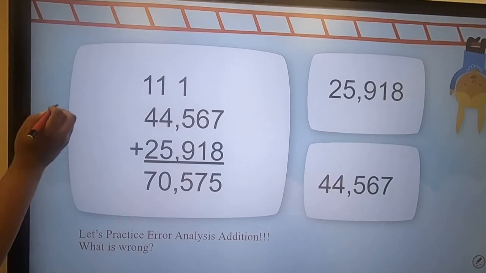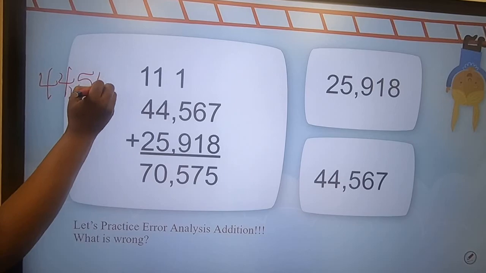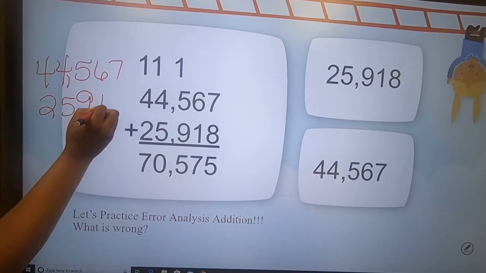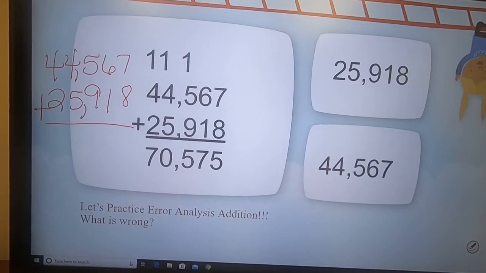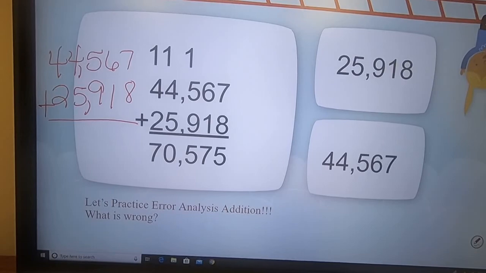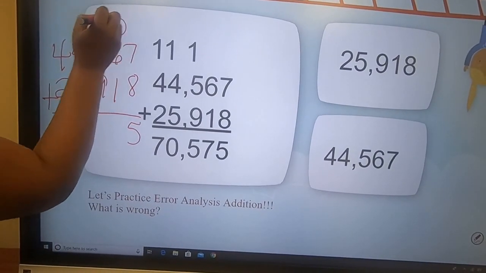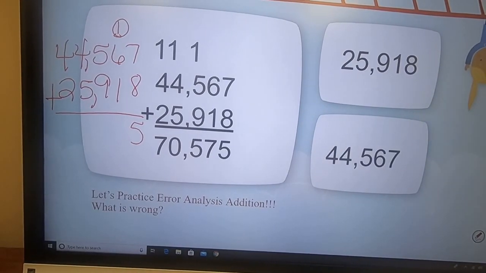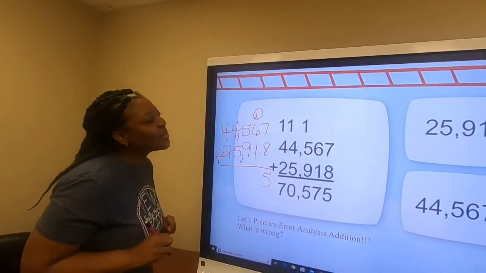Okay. I'm going to move over to the side a little bit, Miss Wilson. Okay. I'm going to rewrite this problem. So, 7 plus 8 is 15. Yes. I'm writing my 5. I carried my 1. Oh, wait. Oh, okay. I'm sorry. Go ahead, Miss Bethay. I will not interrupt you. Miss Wilson, I think you already figured out what was wrong. What was wrong, Miss Wilson?